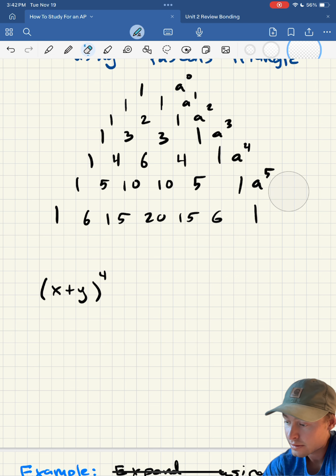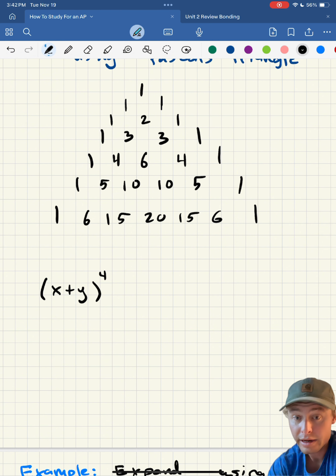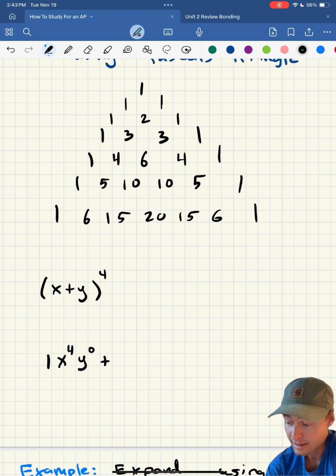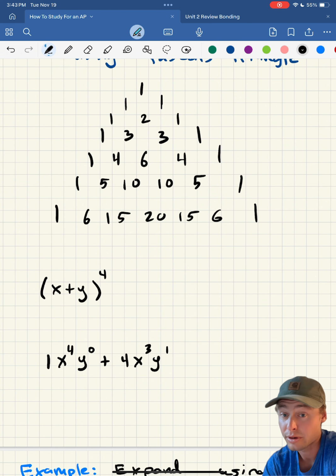So I know because I have to the power of 4 here, I need to look at the fifth row of Pascal's triangle. So what you do is you start with the first number of that row, 1, and then you take your first variable, x, you raise it to the power of 4, and then you put your second variable and you raise it to the power of 0. Okay, then you add that to the second number in the row of Pascal's triangle, which would be 4 in this case. You take 1 away from your first variable, and you give that exponent to your second variable.